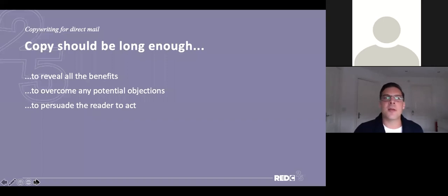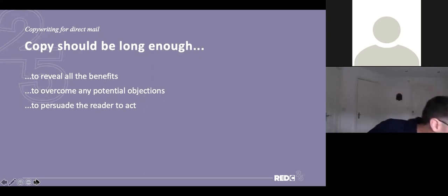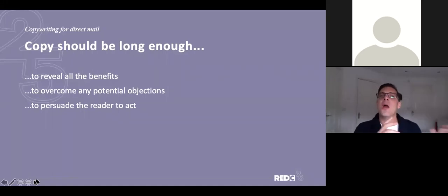I said this right at the beginning. The one question that we always get asked, or I always get asked as a copywriter, is how long should the copy be? And it absolutely depends on what it is that you're trying to get the reader to do. So we always say copy should be long enough to reveal all the benefits, to overcome any of their objections and to persuade the reader to act.